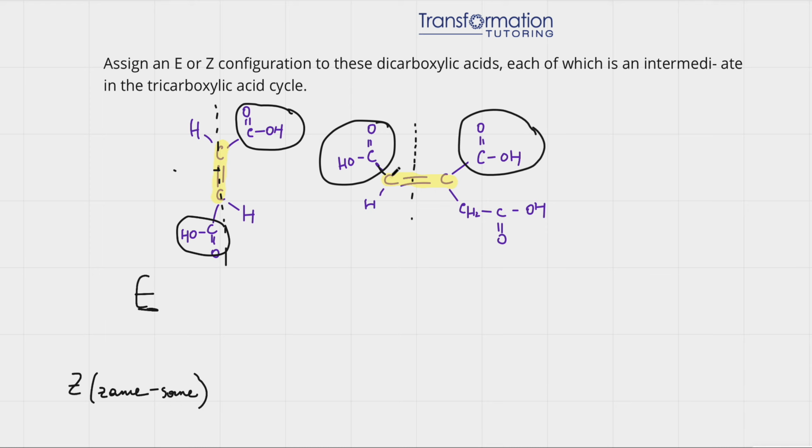Now that we have done this, we can erase this line to not confuse us, and we have to ask, are the two circles on the same side of the double bond or are they on the opposite side of the double bond? And you can see that they're on the same side of the double bond. So this must be Z. Remember, Z is same. So my molecule on the left is E and my molecule on the right is Z.